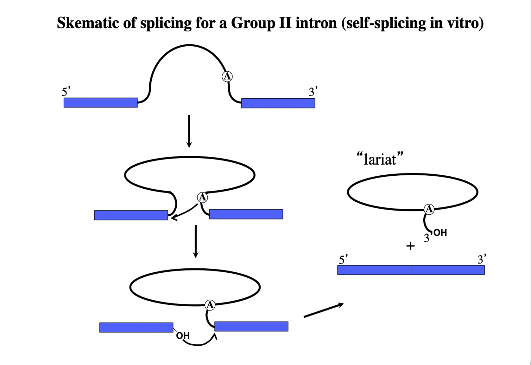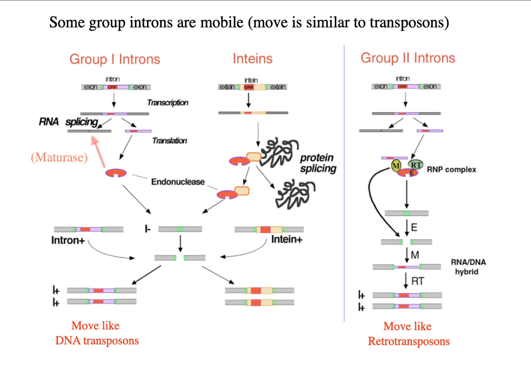But the start of the reaction is initiated by an internal adenosine, which then attacks the 5' intron exon border. You get a splitting off of the exon and formation of the lariat. And then the 5' exon reacts with the 3' exon intron border, splicing those two pieces together and freeing the lariat. And it's very characteristic. You can actually see these lariats in the electron microscope.